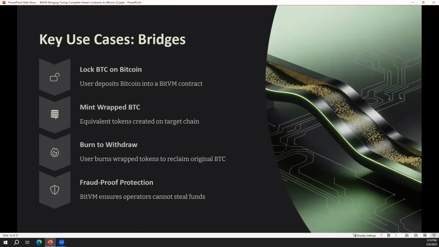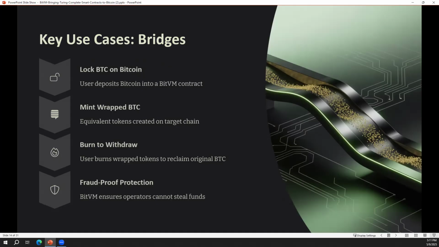So these are the key use cases. We have trust-minimized bridges first. Perhaps the most immediate use case is creating safer bridges between Bitcoin and other chains or sidechains. Currently, moving BTC to another network like Ethereum or an L2 involves trusting a federation or a majority of multi-sig custodians. With BitVM, a bridge contract could lock BTC on Bitcoin and mint a wrapped version on the other chain.